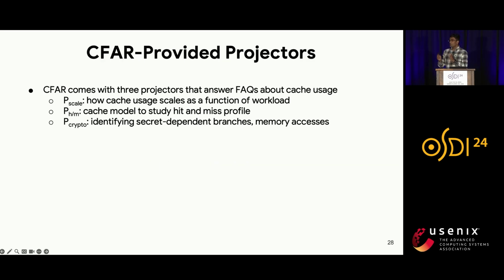Now, CFAR comes with 3 pre-provided projectors that developers can use off the shelf. The first one helps developers understand how cache usage scales as a function of the workload. The second one lets them identify the precise hit and miss profile of their code. And finally, the third one allows them to go beyond performance analysis and analyze the security properties of the code, whether their code has secret-dependent branches or memory accesses.